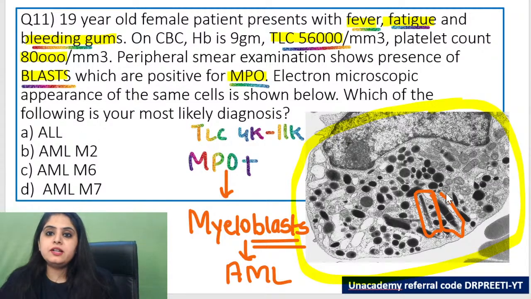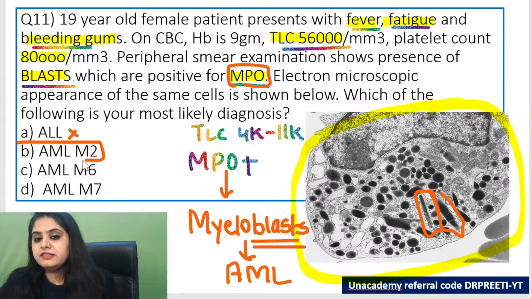If you have an electron microscopic picture, don't be scared. Jump to the history first. Take support from the history. In 99% of cases you will be able to solve it. So clearly, MPO positive, myeloblast, it cannot be ALL. Myeloblast, so AML: M2, M6, M7, it is AML. Myeloblasts are obviously seen in AML-M2. M6 and M7, if you remember, what's the other name of M6, guys? What kind of blasts do you see in M6?